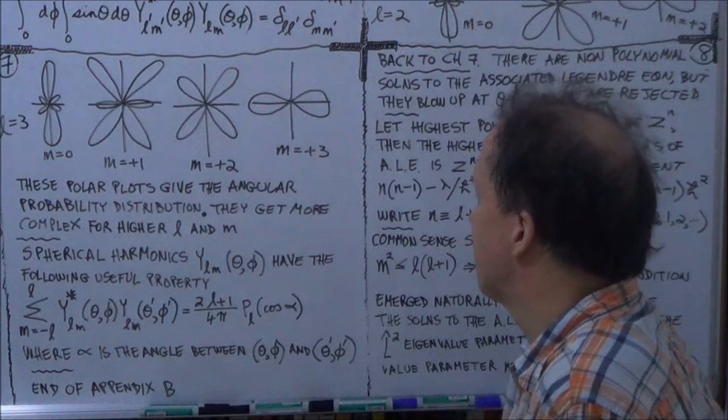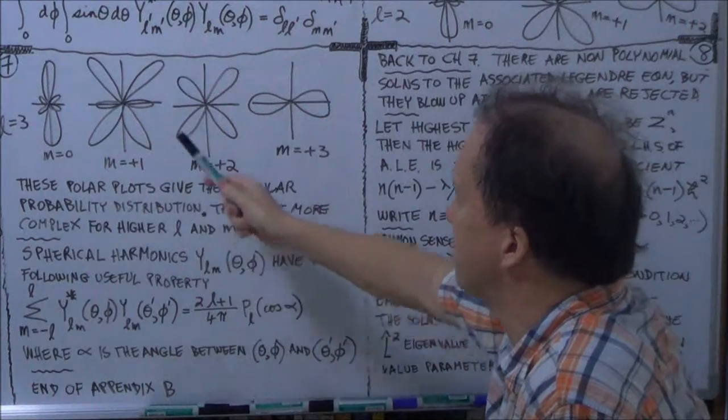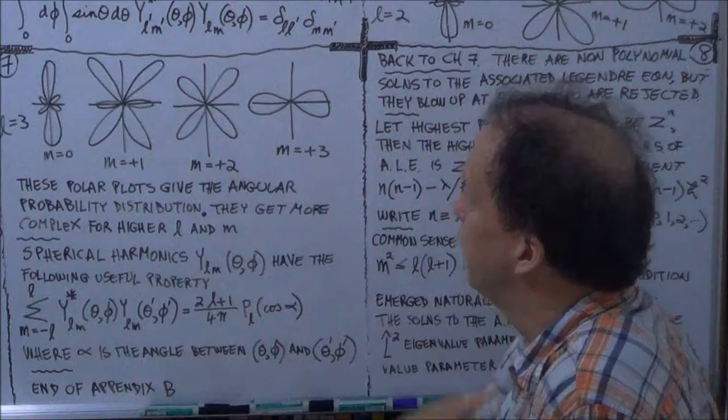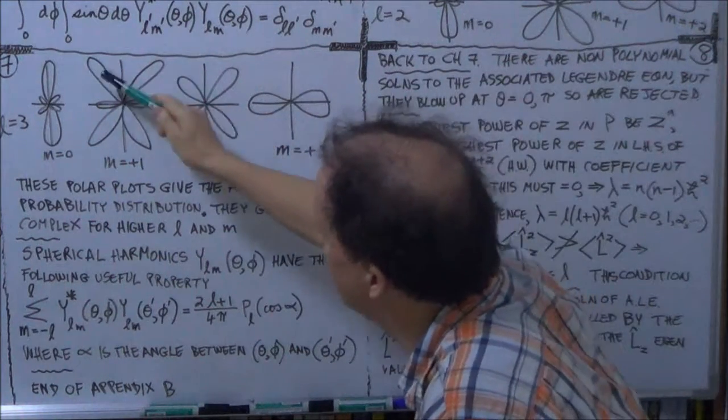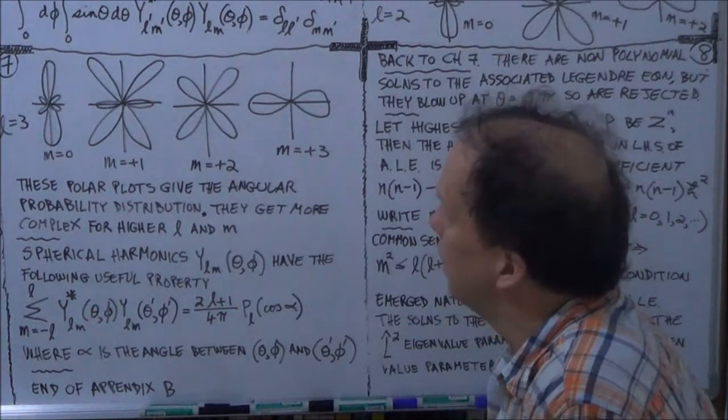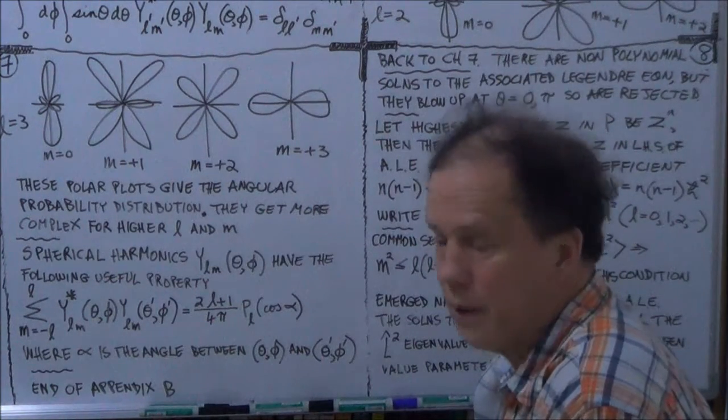And you notice that as L and M get higher, the shape of these probability distributions, these polar plots, gets more complicated, more complex.